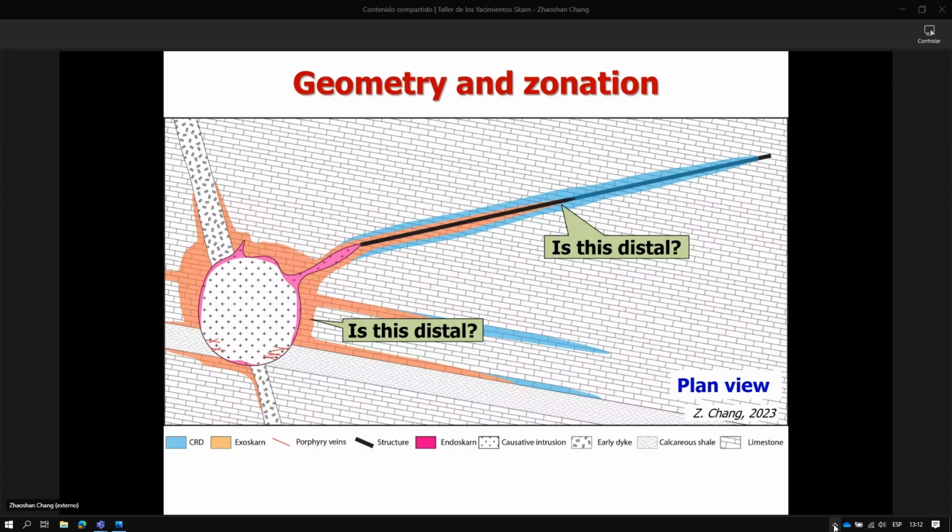Then we go even further out, and this will be zone 4, the most distal part of the skarn. And we have rhodonite and platinum as well. No pyroxene anymore.